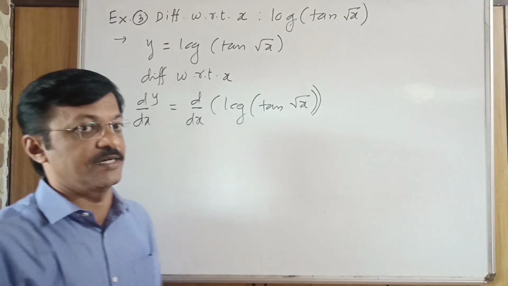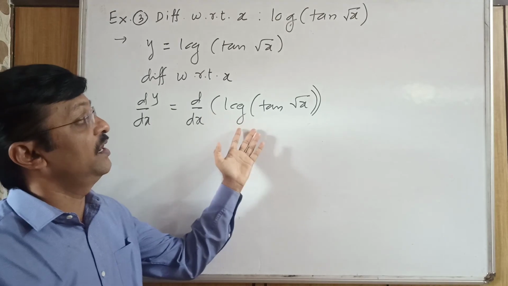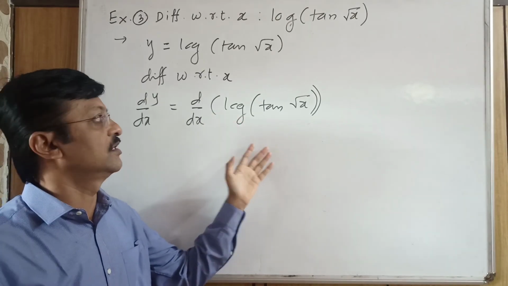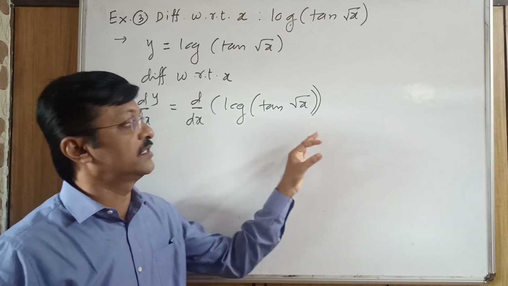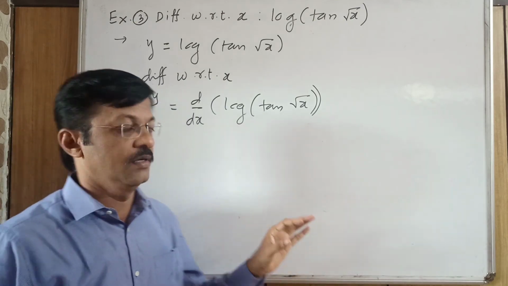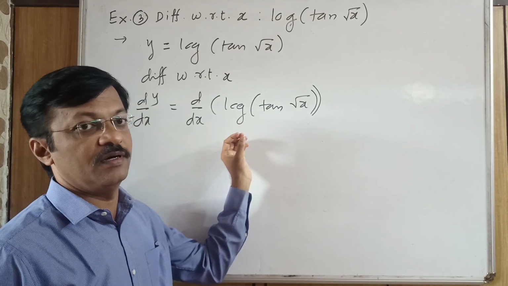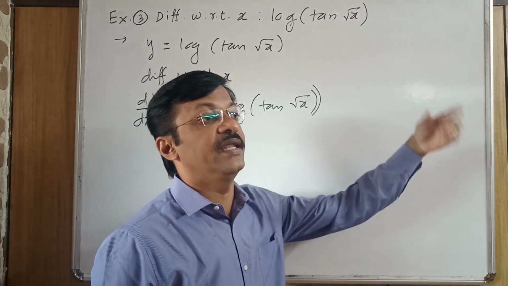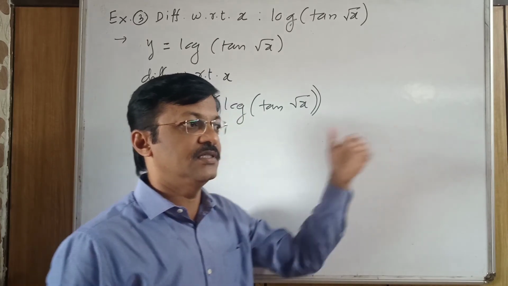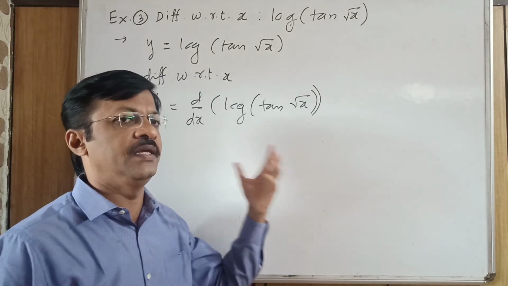Now the real work starts. Here we shall compare this function, as this is not a standard function. Log x is a standard function, tan x is a standard function. Log of tan of root x is not a standard function. Log of tan of root x is a function of tan of root x. Tan of root x is a function of root x, and root x then is a function of x. So this is a composite function, so we need chain rule.